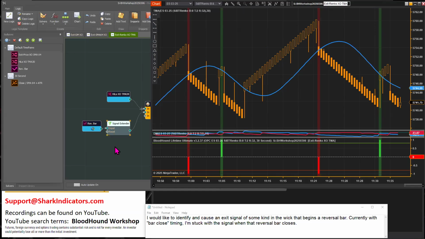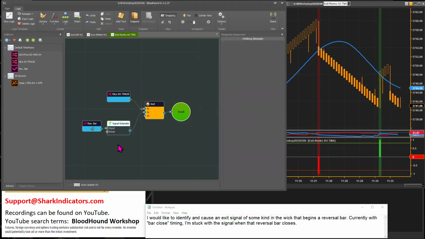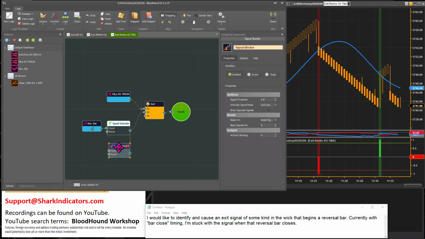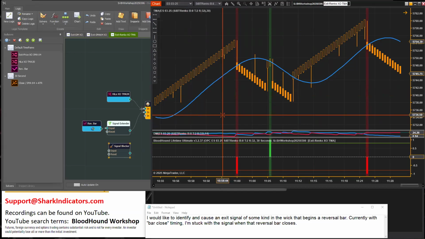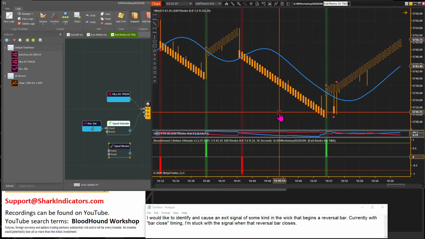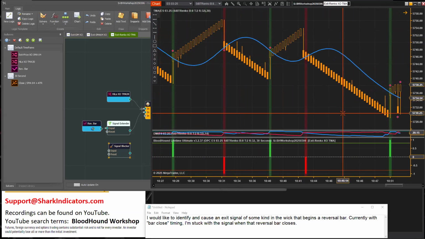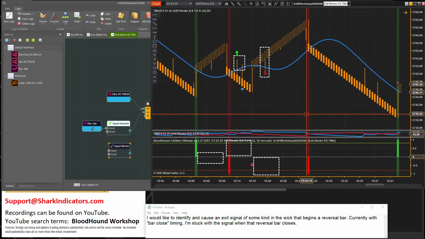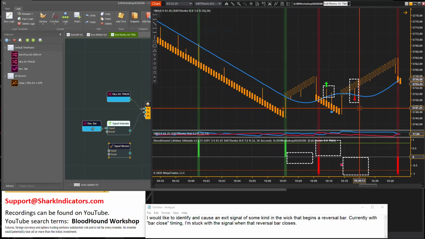I'm just pausing here to take a moment to rethink the signal blocker approach. Let's see, where was that? There it is.